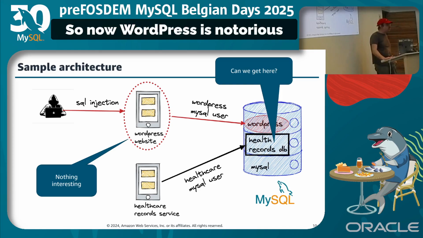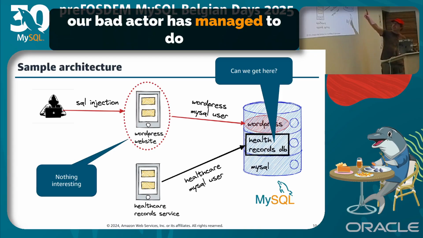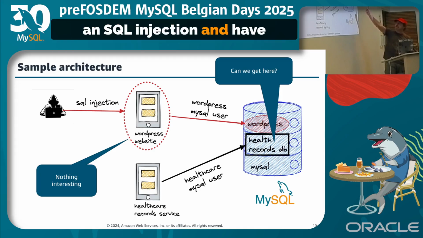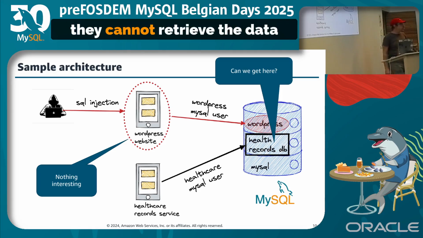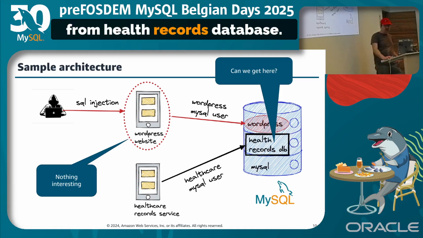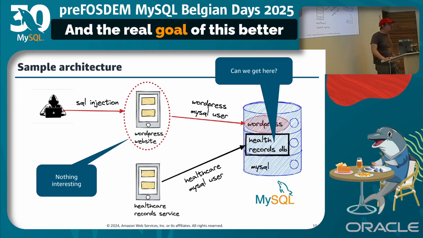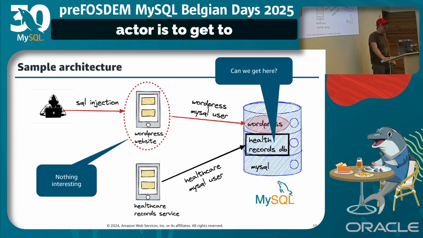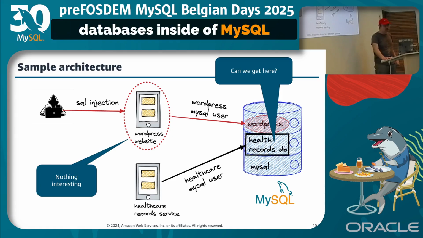Now WordPress is notorious for its SQL injections. And then our bad actor has managed to do an SQL injection and has control of the WordPress database. But they don't control the health records. They cannot retrieve the data from the health records database. So there's nothing interesting in here, and the real goal of this bad actor is to get to the other database. Essentially, breaking the user isolation between the two databases inside the MySQL instance.